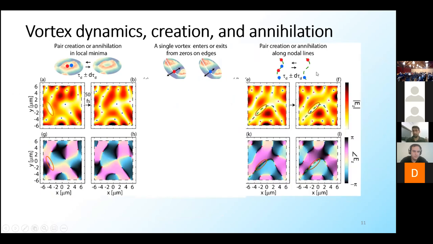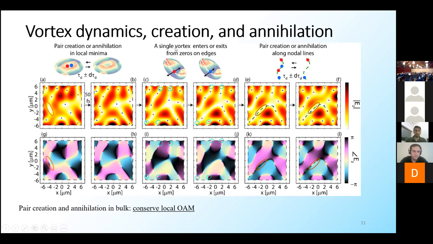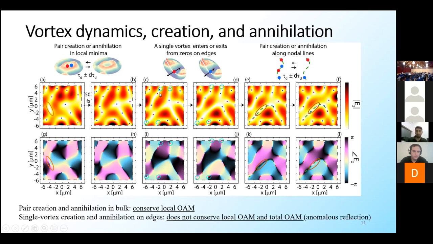And another effect is that a pair can be created also along nodal lines. So if there are lines where we have a zero along a line that connects the red and blue dots, another pair can be created along the line. And these two processes tell us that inside the bulk of the hBN, the orbital angular momentum, OAM, is conserved in local events. But we also found the following mechanism: single vortices can get created or annihilated on edges. And it really seems as if they move inside and outside the sample. And this event actually does not conserve local OAM.